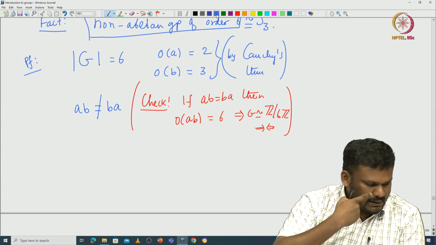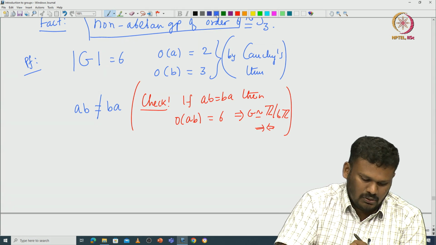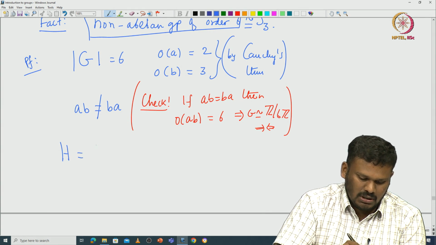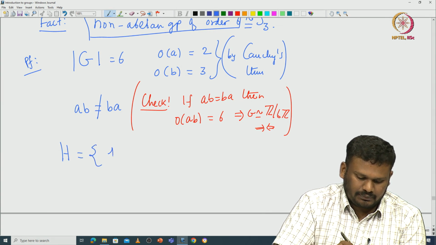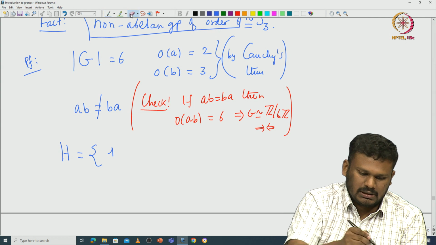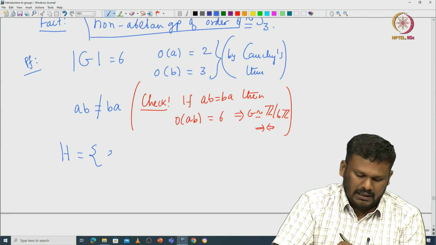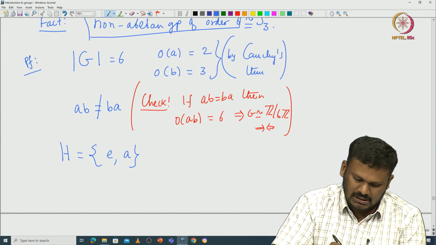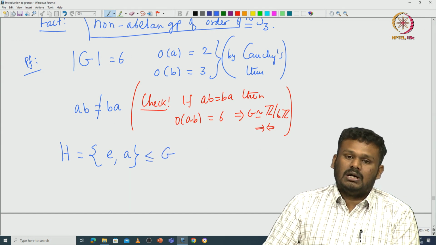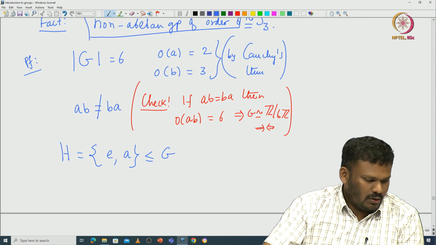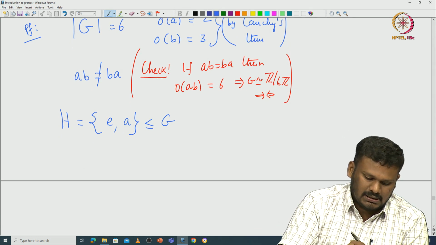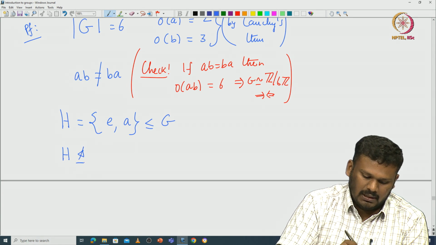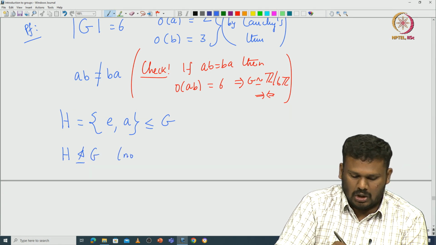So, now look at this conjugation. Look at this subgroup H, which is identity. So, let us write it as E, identity and A, generated by A. So, this is subgroup of G of order 2. So, now if you look at this subgroup, claim is this cannot be normal inside G. So, not normal.